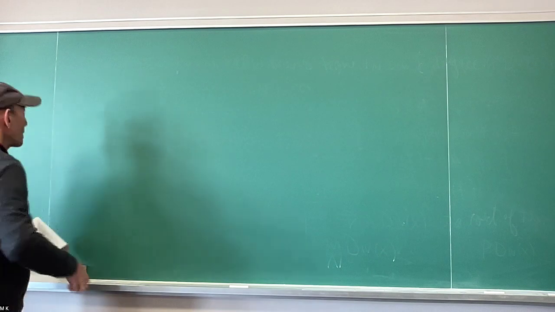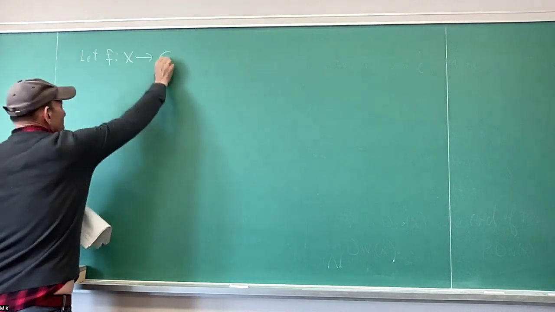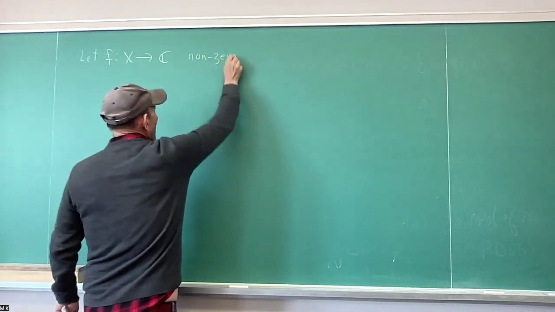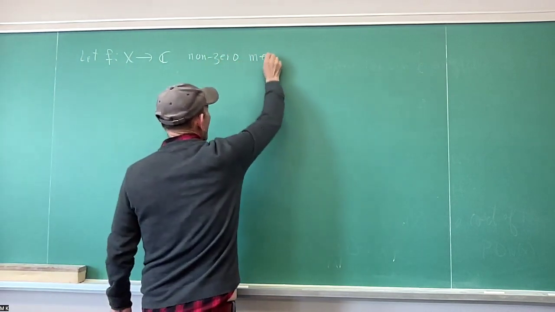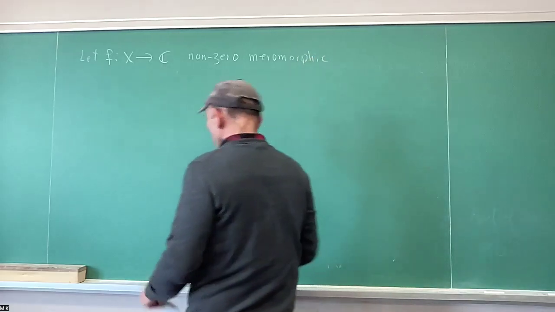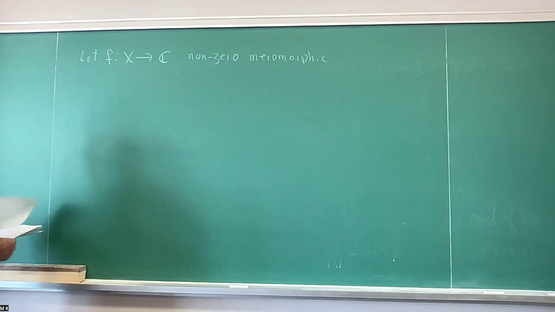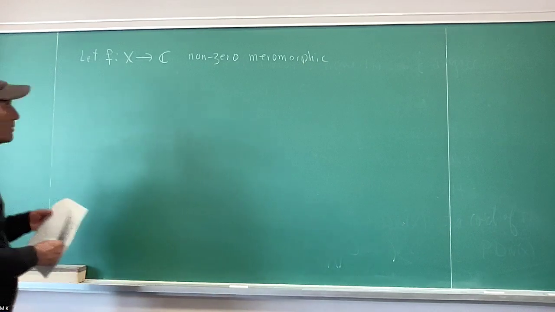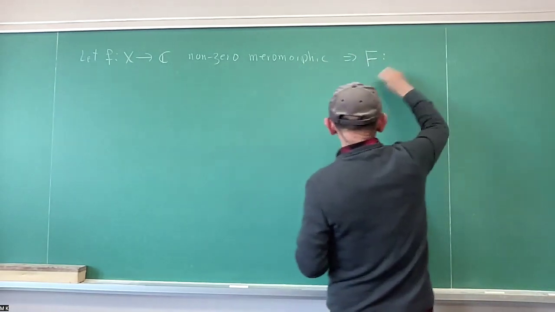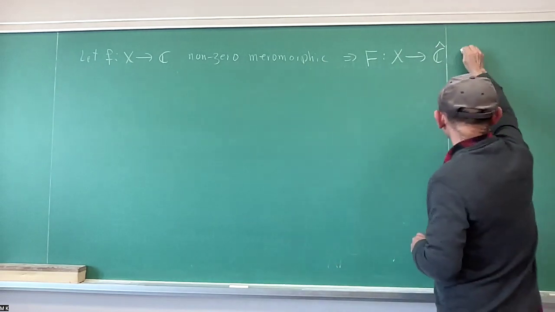Okay. Now let f from X to C be a non-zero meromorphic function. So then what we do, immediately we can get from here this map F, capital F, which is the same, but we interpret it as going into the Riemann sphere. So this is a holomorphic map.